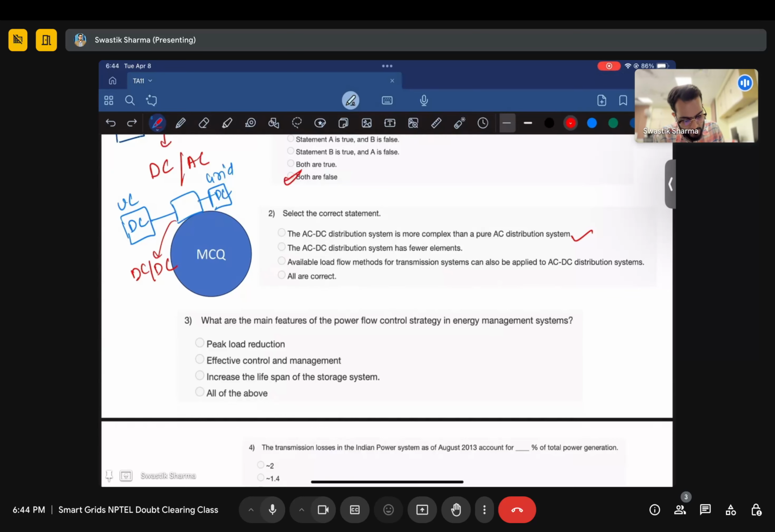So this becomes complex in the AC-DC distribution system, but not that complex in the AC distribution system because you can straight away use FBS, forward backward sweep, inherently. The AC-DC distribution system has fewer elements. No. Available load flow methods for transmission systems can also be applied to AC. No, because in distribution systems you have a high R by X ratio. So the correct answer is only A.